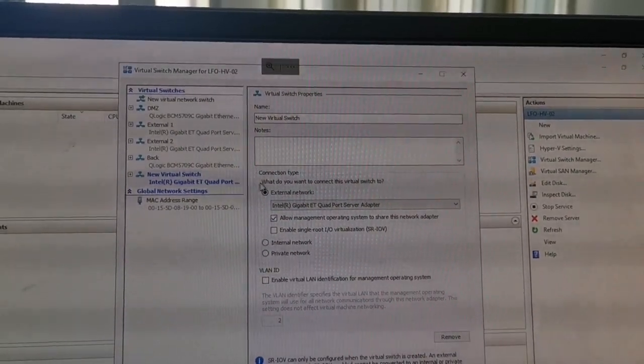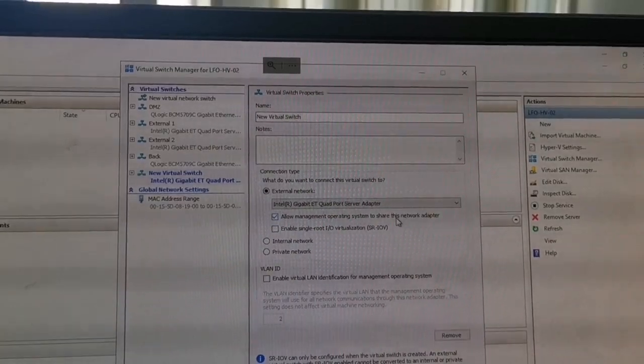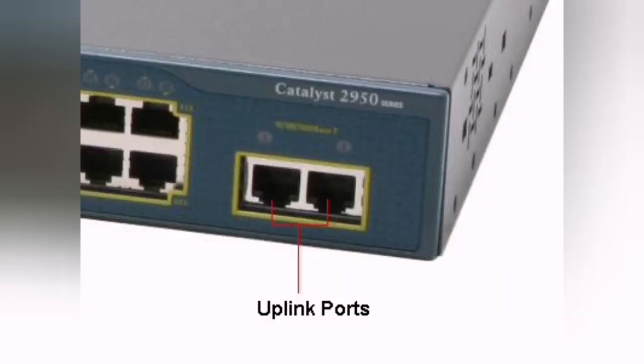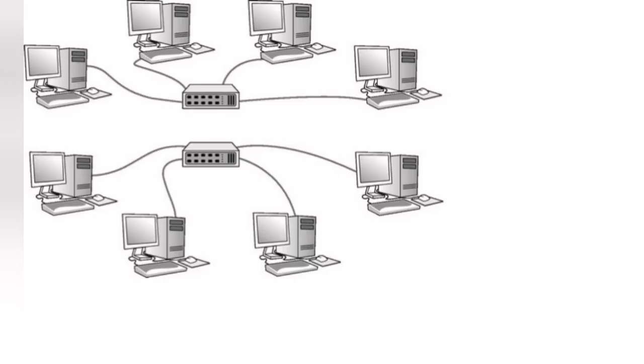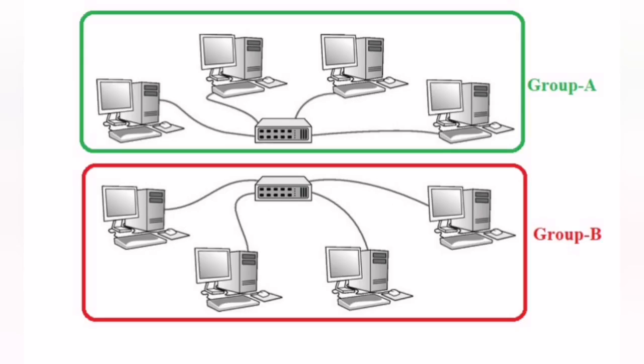I will explain more. Each network switch has what's called uplink ports. The usage of these uplink ports is to connect two different switches, or maybe more, together. For example, we may see we have a group of workstations that are separated. We have group A and group B.